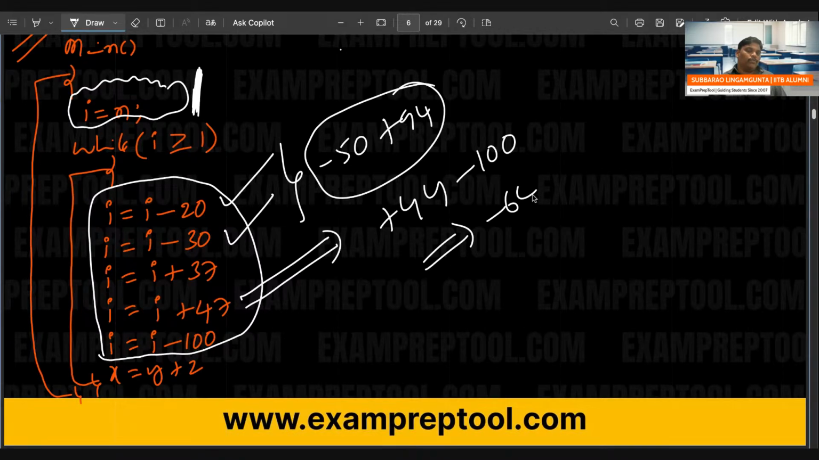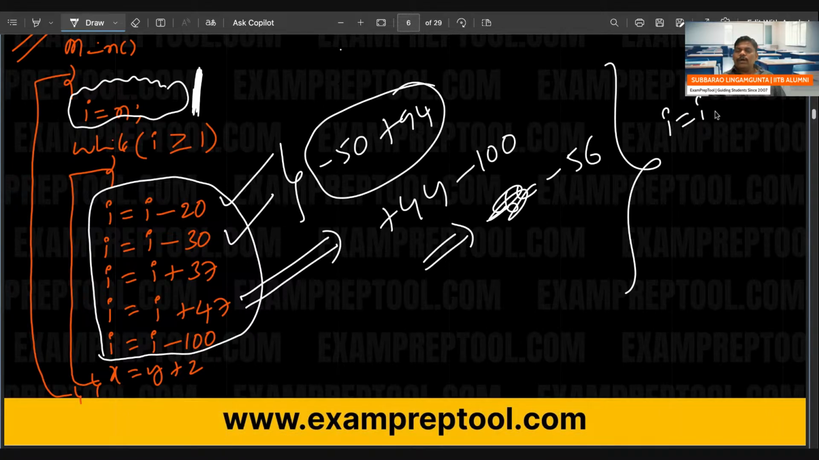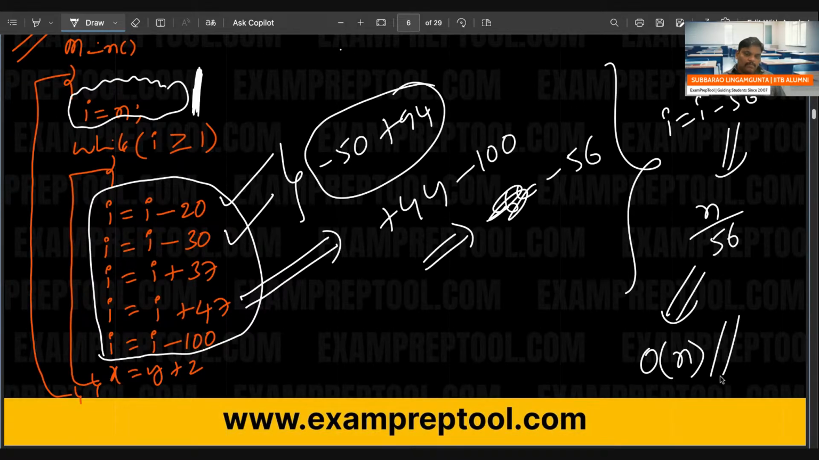64 or 54, so minus 56. Right? So it's going to be minus 56. Overall, if you see the overall story, minus 56. So it is almost like i is equal to i minus 56, it is almost like n by 56, it is almost like big O of n. So this is the answer. Let me check.